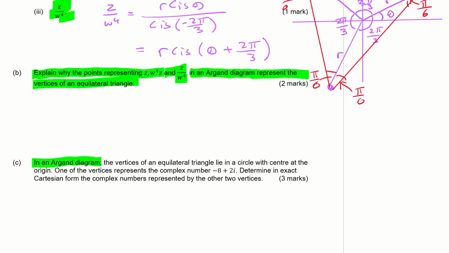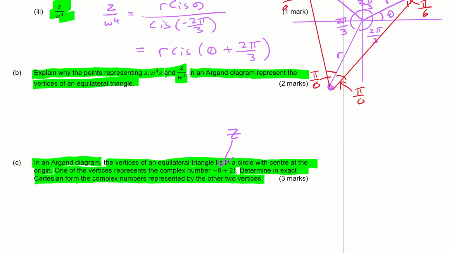In an Argand diagram, the vertices of an equilateral triangle lie in a circle with center at the origin. One of the vertices represents the complex number -8 plus 2i. So I think what they're doing here is giving us our z. Determine in exact Cartesian form the complex numbers represented by the other two vertices.